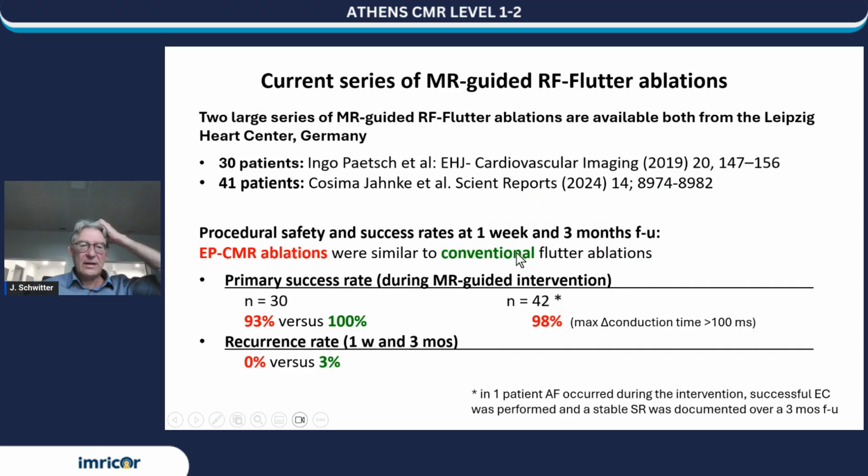And in that study, they had 41 patients, and so we can combine these two studies. So we have the primary success rate. It was 93% during the intervention of blocks in the first study versus 100% in the conventional control group. And in the 42 patients that they did later on, they had a primary success rate in the scanner of 98%. So 93% or higher is the success rate during the intervention. It's a very, very high success rate. No safety issues also in that study, and recurrence rate 0 in that study.